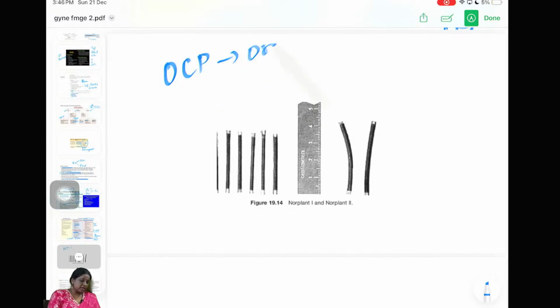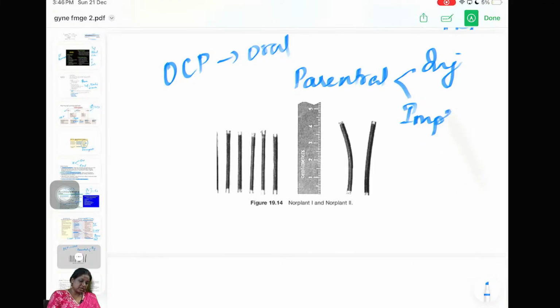That is oral. Okay. Now coming on to the inserts. Inserts are going to be two things. That is parenteral. Parenteral are either going to be injections, okay, or it is going to be implants. So this implant is what is called as Norplant. Okay, subcutaneous, that is a subdermal implant, subdermal insertion of the implants.